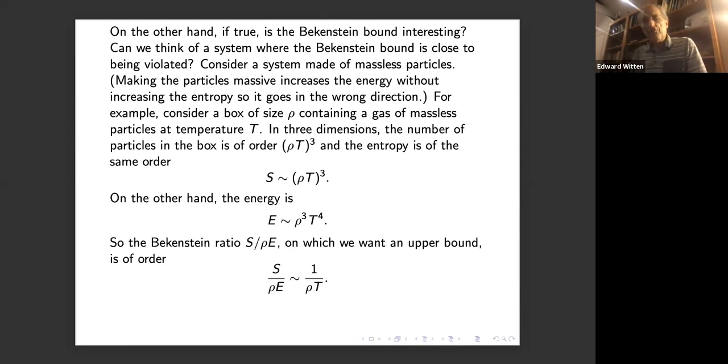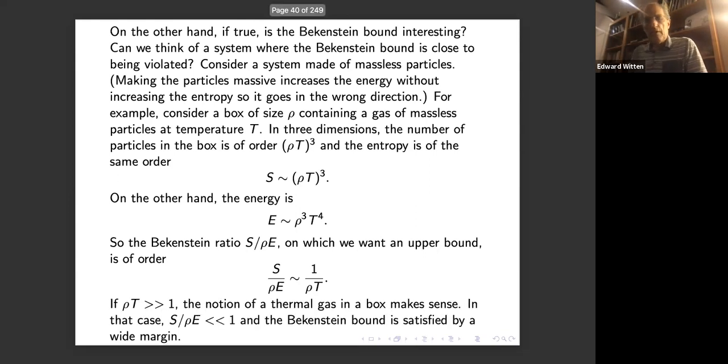So the Bekenstein ratio S over rho E, on which we want an upper bound, is of order 1 over rho T. Now, if rho T is much bigger than 1, the notion of a thermal gas in a box makes sense. But in that case, S over rho E is much smaller than 1, and the bound on S over rho E provided by the Bekenstein bound is not interesting. S over rho E is trivially smaller than Bekenstein's bound, much smaller.